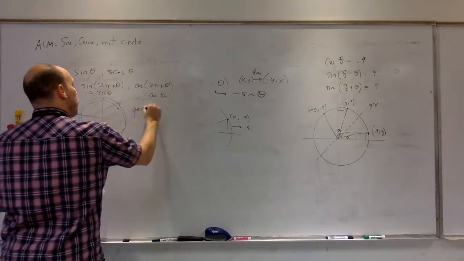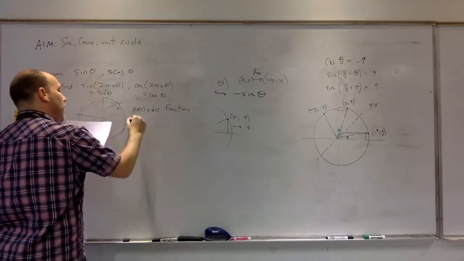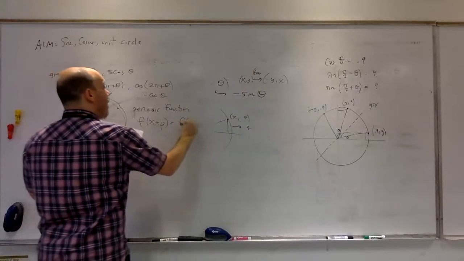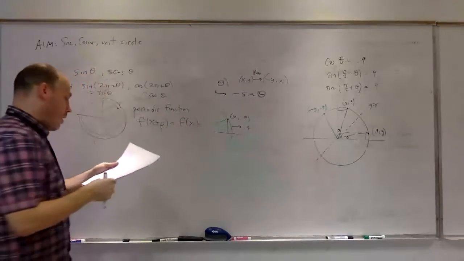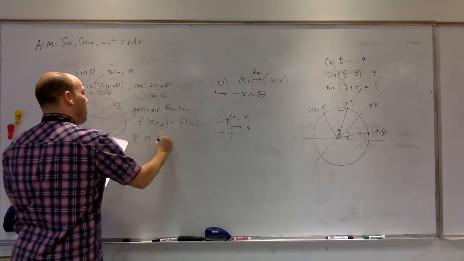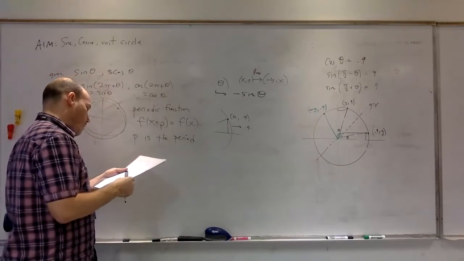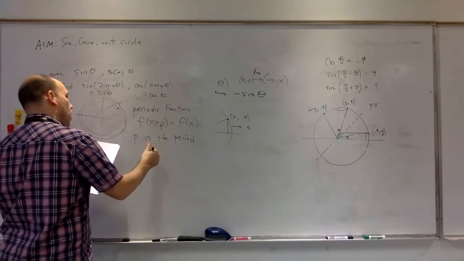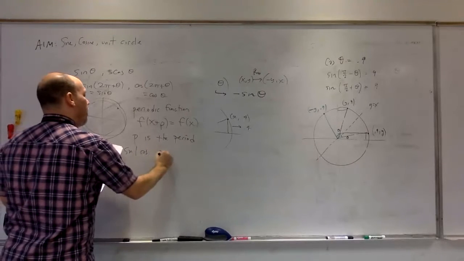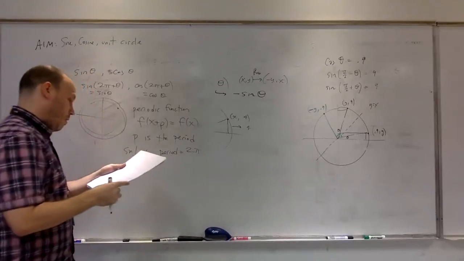This is a periodic function. The idea is that a function is taken back to itself. And we say that P is the period. So for sine and cosine, the period is 2 pi.